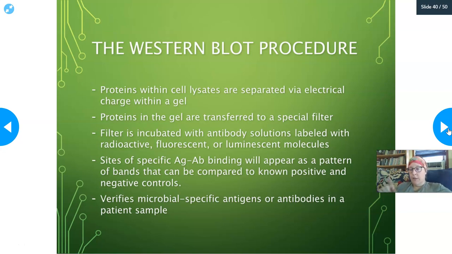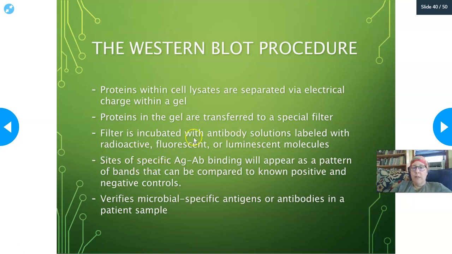Difference between fluorescence and luminescence. Fluorescent dyes are like your glow in the dark stars, where you have to shine light on it, and then remove the light and it fluoresces, right? That's glow in the dark stuff. Luminescent ones are your glow sticks, where you have to break them and it's a chemical reaction that generates the light. The luminescent ones, there's a chemical reaction that happens, and that chemical reaction generates the light.